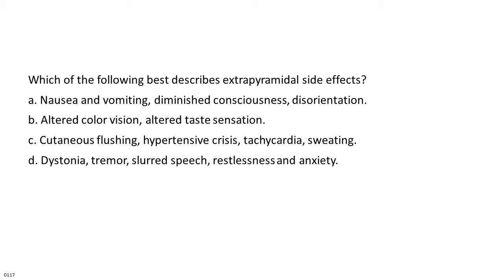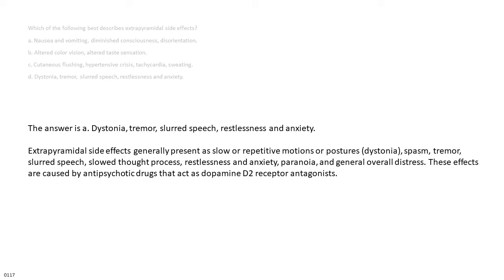Which of the following best describes extrapyramidal side effects? A. Nausea and vomiting, diminished consciousness, disorientation. B. Altered color vision, altered taste sensation. C. Cutaneous flushing, hypertensive crisis, tachycardia, sweating. D. Dystonia, tremor, slurred speech, restlessness and anxiety. The answer is D. Dystonia, tremor, slurred speech, restlessness and anxiety. Extrapyramidal side effects generally present as slow or repetitive motions or postures, dystonia, spasm, tremor, slurred speech, slowed thought process, restlessness and anxiety, paranoia, and general overall distress. These effects are caused by antipsychotic drugs that act as dopamine D2 receptor antagonists.